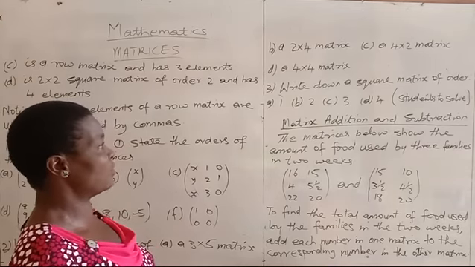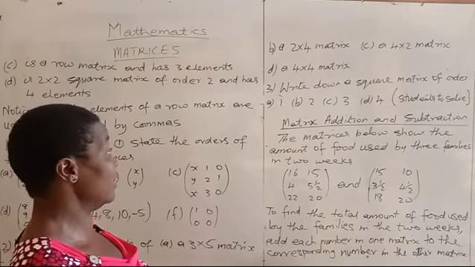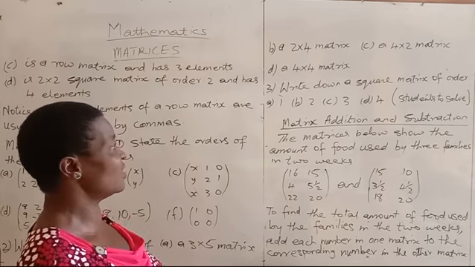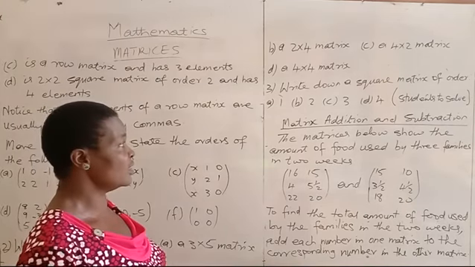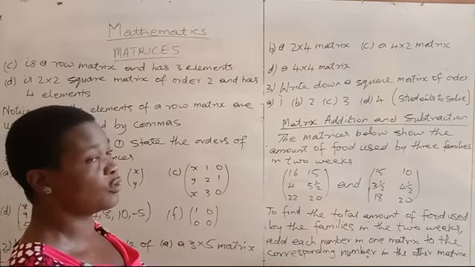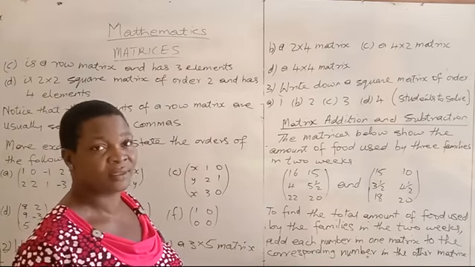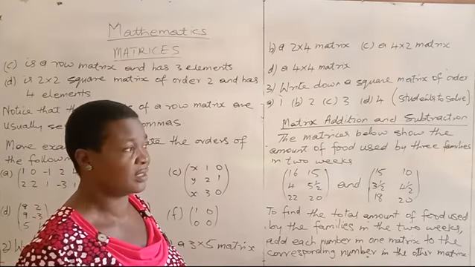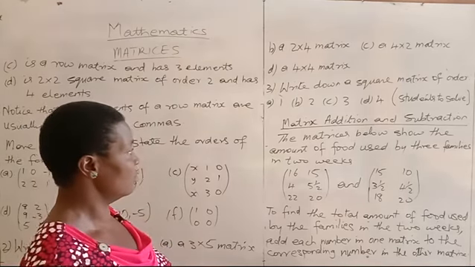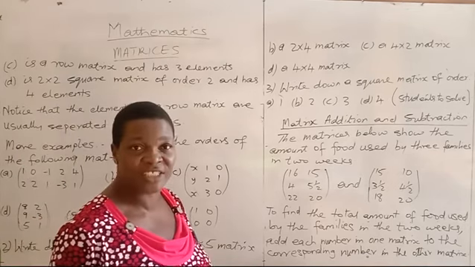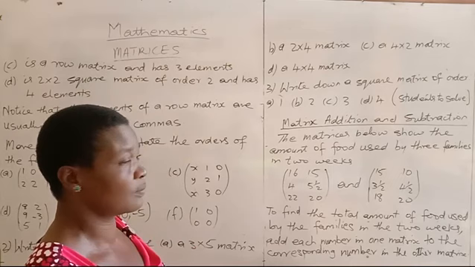Number 3. Write down a square matrix of order A1, B2, C3, D4. These questions are to be answered by students to make the understanding of matrices, the definition of matrices, better. We now look at matrix addition and subtraction.